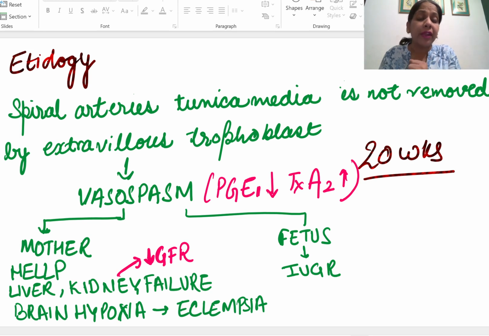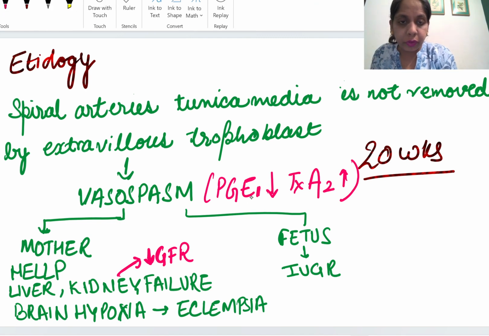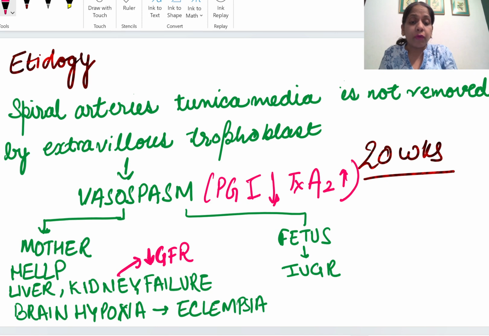Now you tell me, when vasospasm occurs, will thromboxane A2 increase or decrease? Thromboxane A2 will increase. Thromboxane A2 is a vasoconstrictor. Okay, prostaglandin E1 is a... it's not E1 here, it is I. Okay, it is prostaglandin I. So prostaglandin I is basically a vasodilator. So the vasodilator will decrease when vasospasm occurs, and the vasoconstrictor thromboxane A2 will increase, and all this occurs at 20 weeks. So, if there is vasospasm at 20 weeks, then the patient will manifest as preeclampsia.